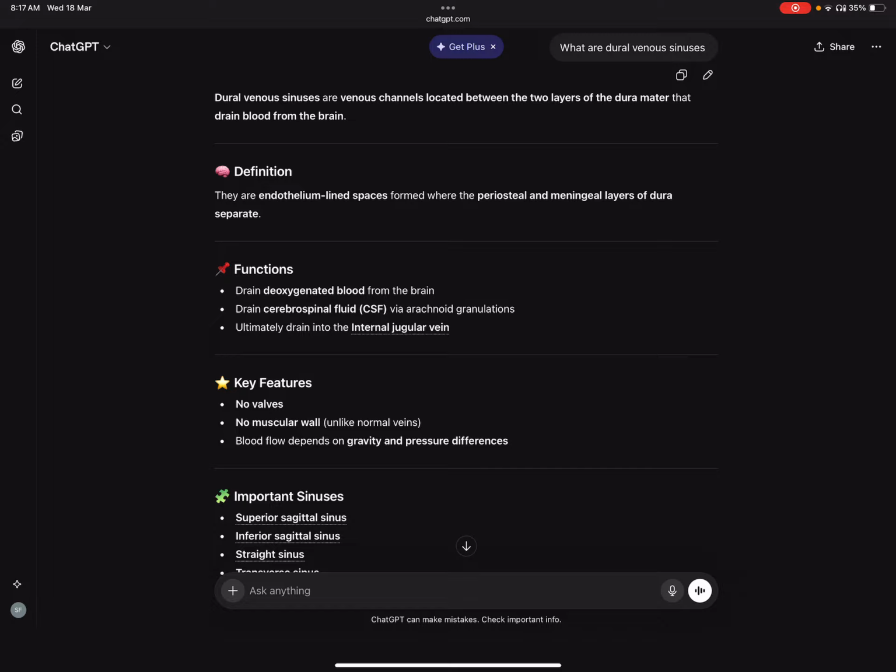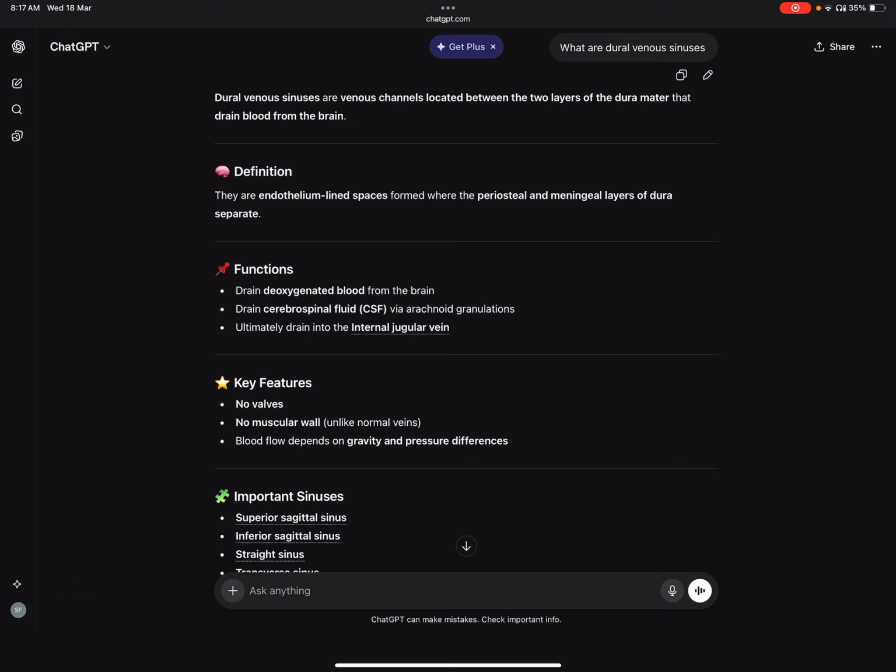So these are endothelium lined spaces which are formed where the periosteal and meningeal layers of the dura separate. Mostly you'll find these dural layers to be closely intact, but there are some points in the brain cavity where they are going to separate. Those are the points where you're going to find the dural venous sinuses, hence the name dural venous sinuses, because they are located between the two dura mater layers.